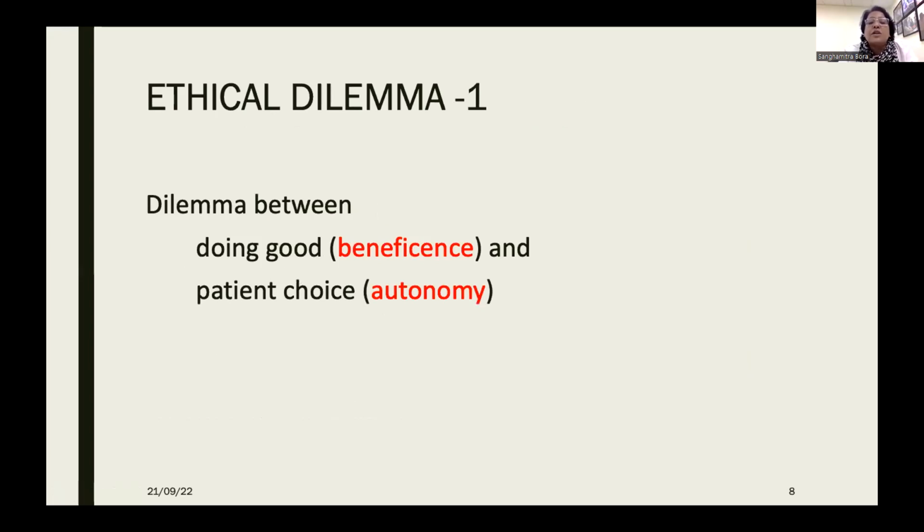So this actually brings us to an ethical dilemma between doing good, beneficence, and the choice of the patient, or patient autonomy. As your responses are very clear, we can now think about how to overcome this particular dilemma, because we want to do good to this patient, and we also have to respect the choice of the patient. So how do we do it?